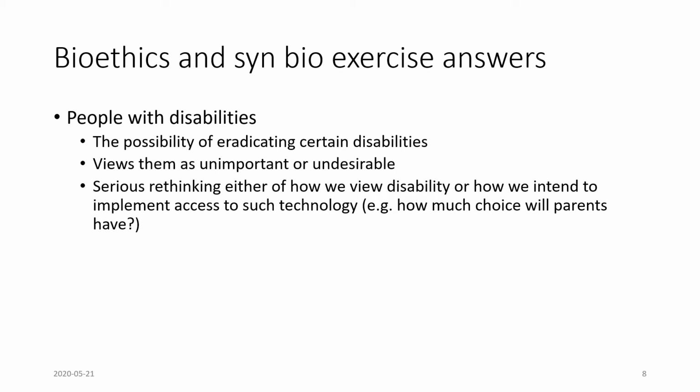Or serious rethinking would have to be done in how we intend to implement access to the technology. So how much choice will parents have when they're pregnant? Will they be allowed to, for example, if they see that the unborn child has Down syndrome or might have Down syndrome, change that? Where will the limits be? And these are things that would need to be considered.